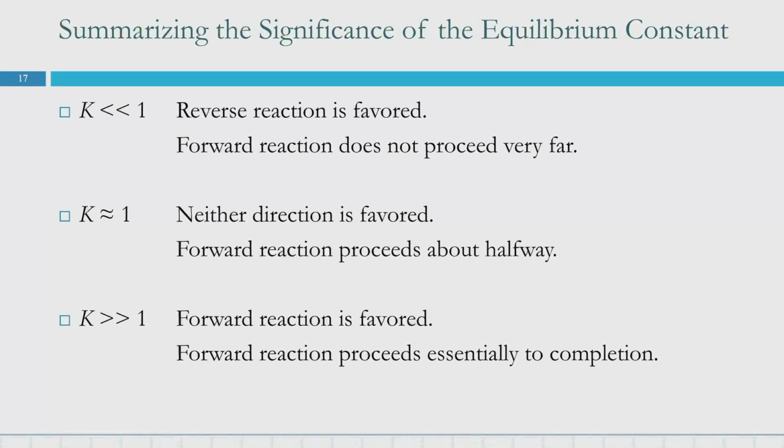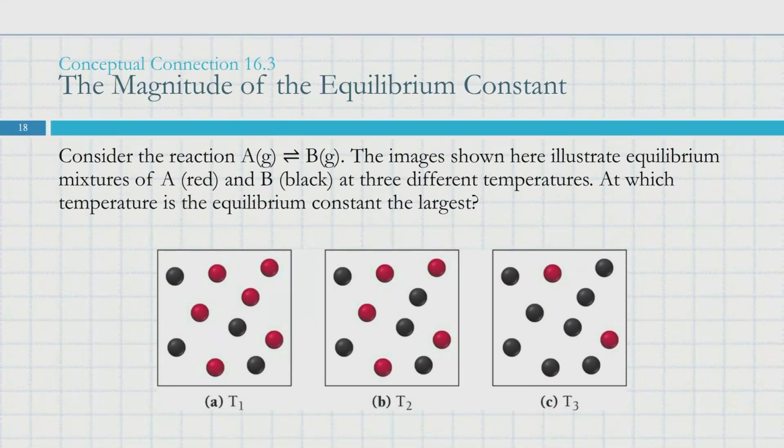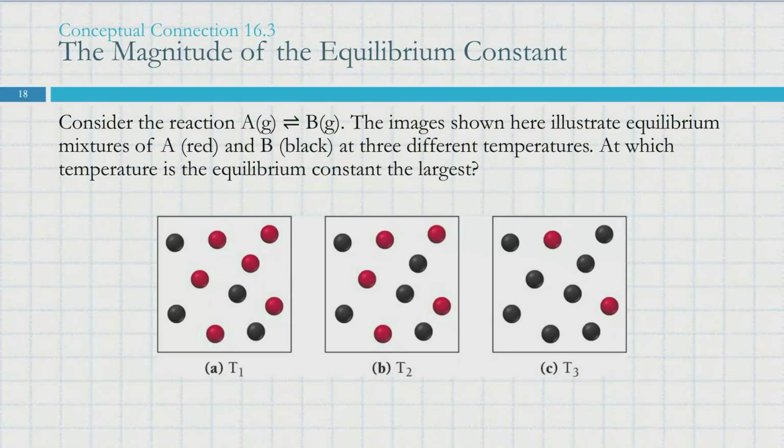Here's a summary slide in case you need to review. Consider the reaction A in equilibrium with B. The images shown here illustrate equilibrium mixtures at different temperatures. At which temperature is the equilibrium constant the largest? A is red, B is black. C.